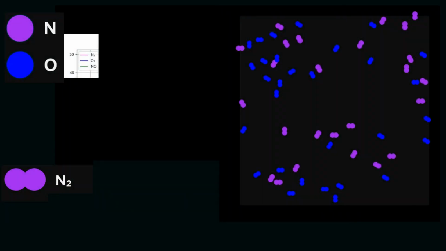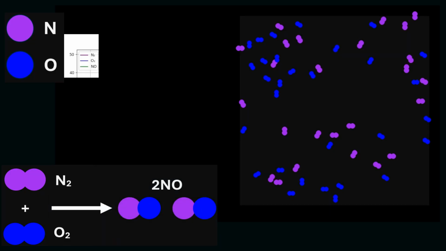I then introduced diatomic molecules, so that a nitrogen and oxygen molecule would collide together to form nitrogen oxide, i.e. actually doing chemistry now.